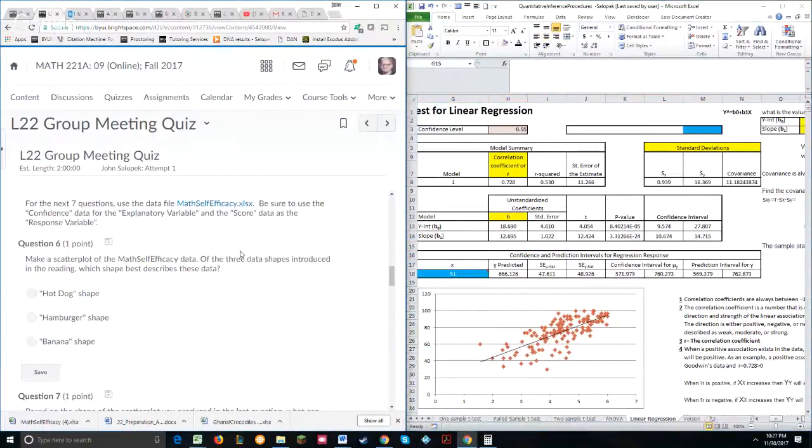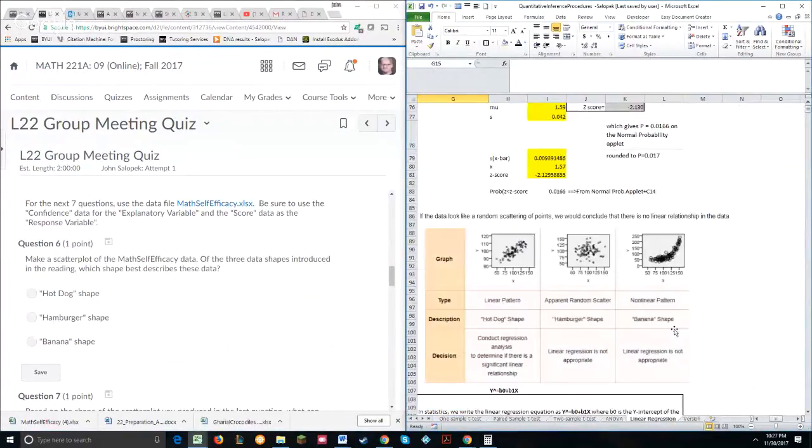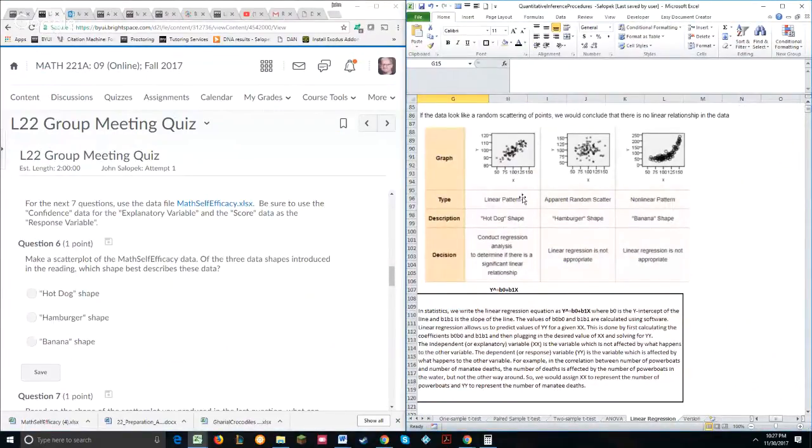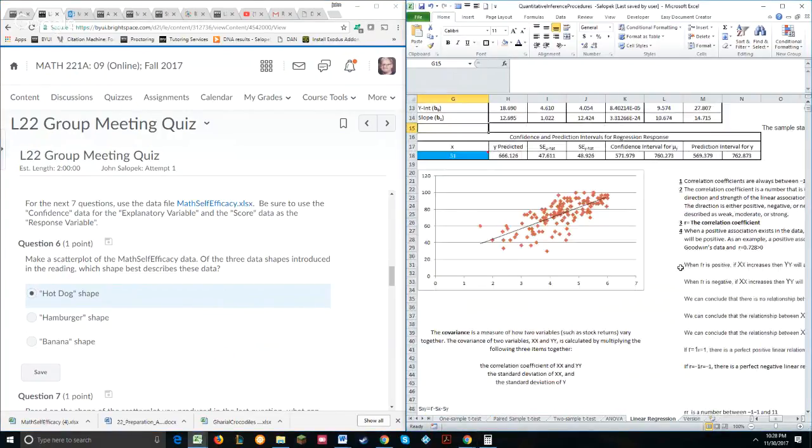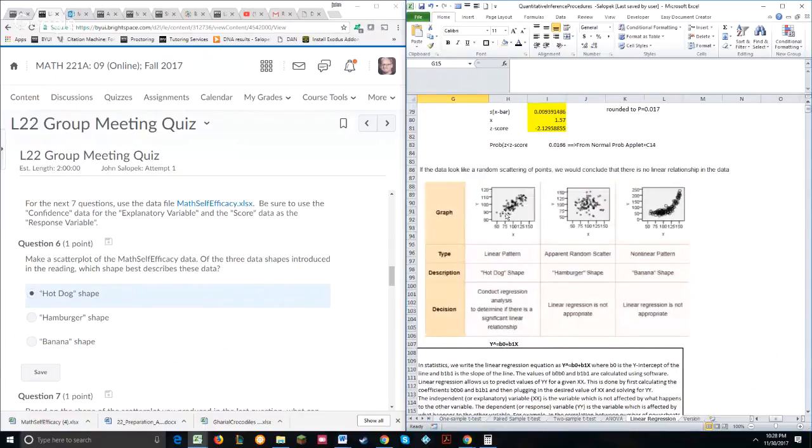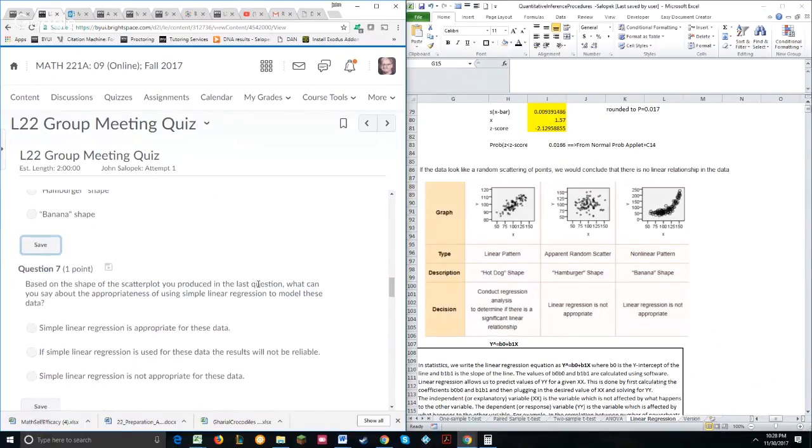I'm gonna go with banana shape. I know, like what is, I don't know. I think it's hot dog. If you look at my screen, I took a snapshot of the 3 choices off of the homework. Yeah. Hot dog. Okay, yeah. I was just guessing because I don't remember looking at those shapes. I don't remember seeing anything like that. I just skipped over it. So yeah, that's hot dog.